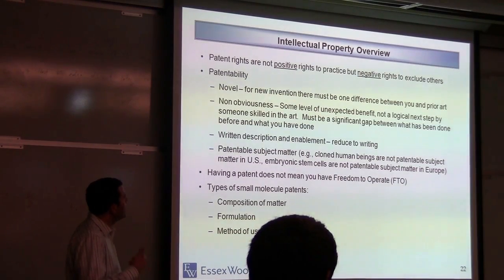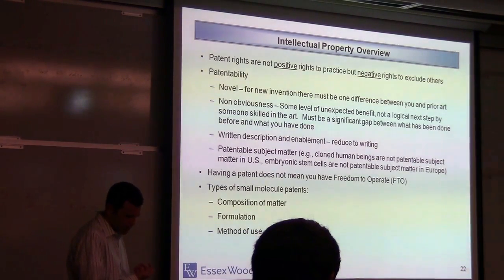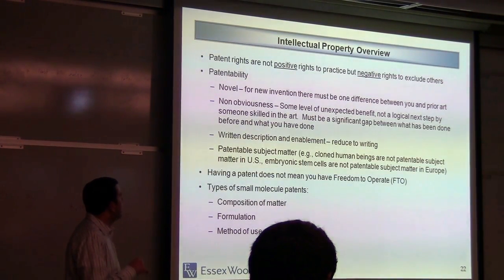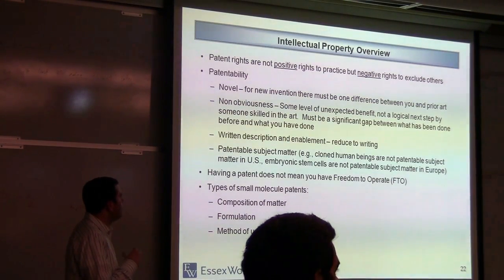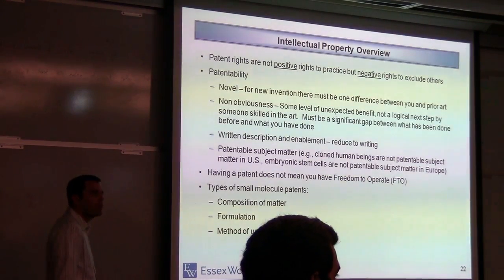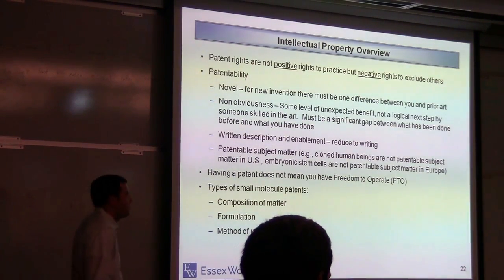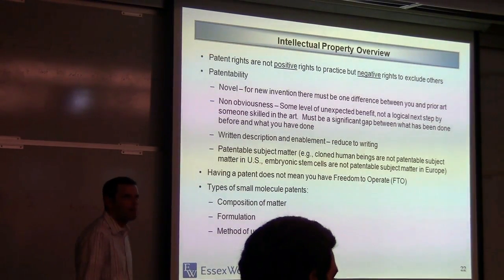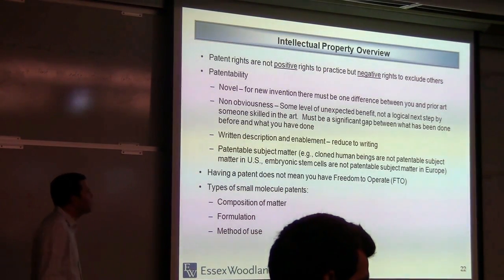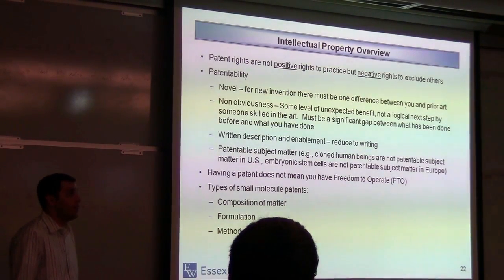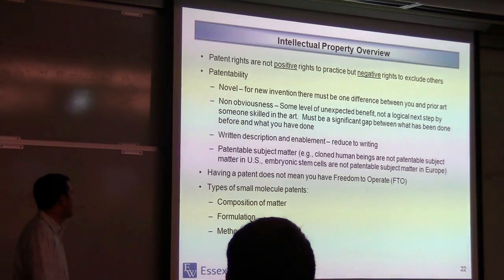There needs to be a written description and enablement, so you have to reduce it to writing and describe it well enough that someone skilled in the art could practice it. A fourth topic is that it has to be patentable subject matter. For a lot of the companies in your project, this isn't an issue. But things like cloned human beings are not patentable in the U.S., and embryonic stem cells are not patentable subject matter in Europe. So clearly, if you're trying to get a patent on something that's not patentable subject matter, you're not even going to get through that first gate.